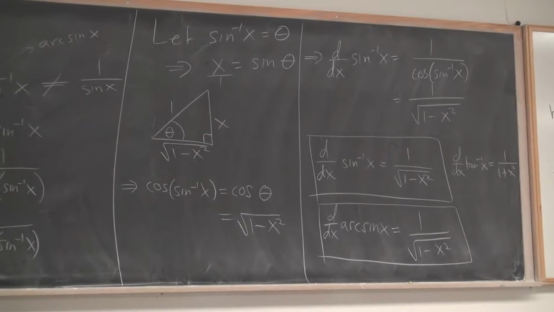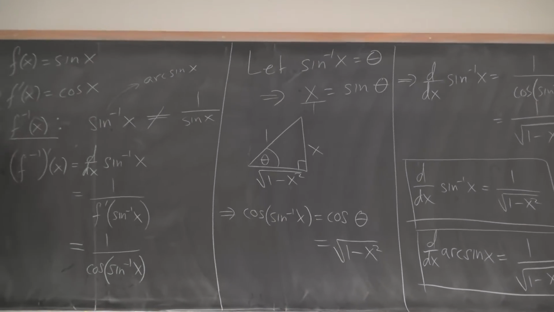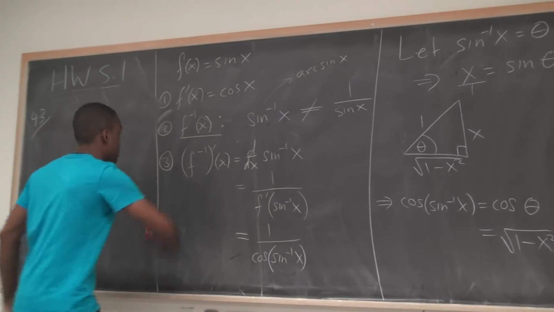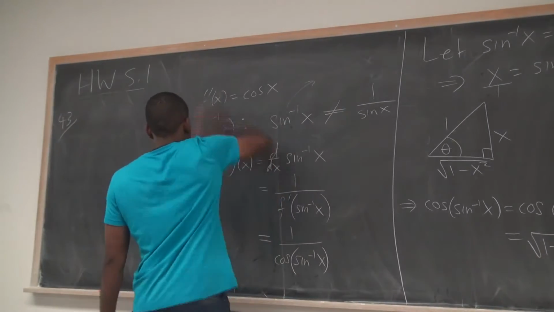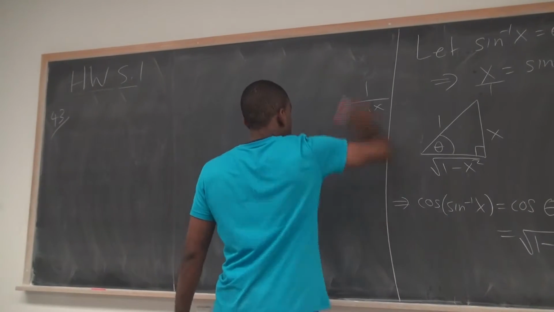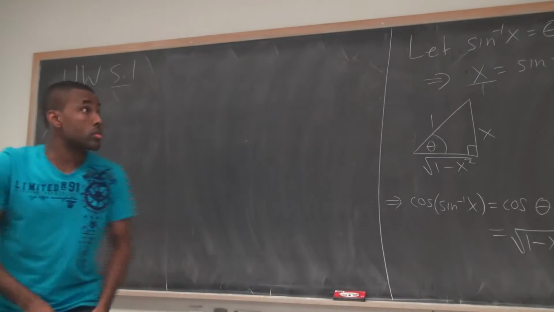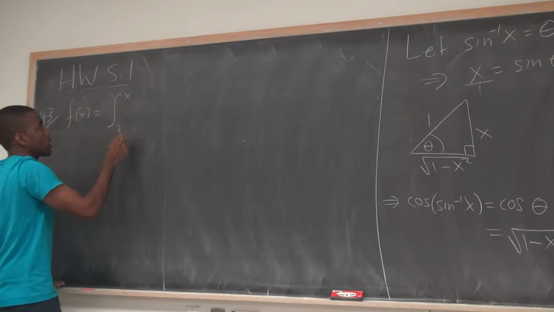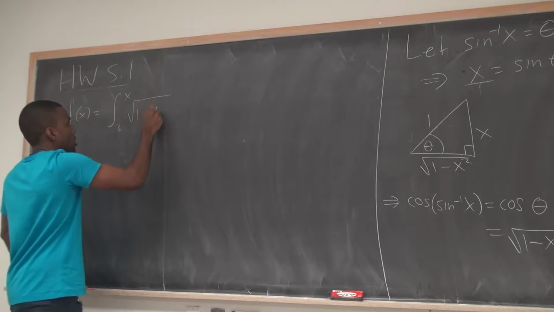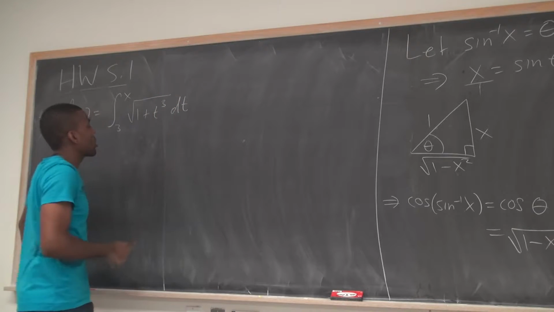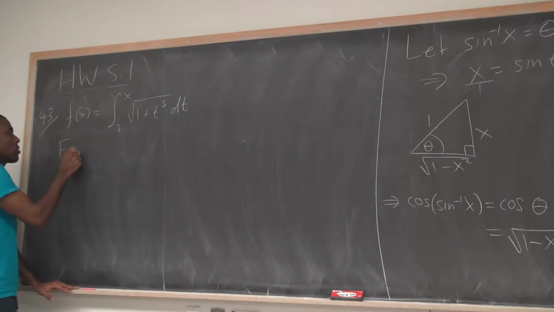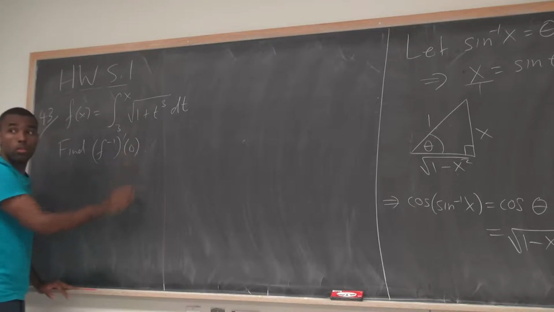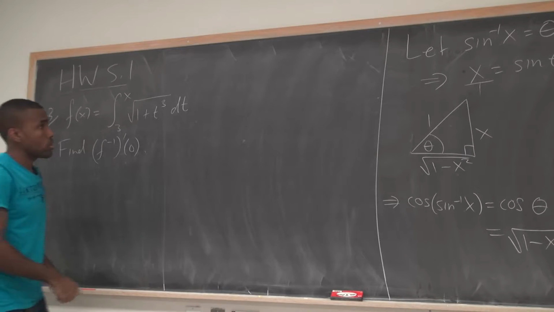Number 43. What is 43? f of x equals the integral of radical 1 plus t cubed dt. Find the derivative of the inverse of f at 0. Okay.